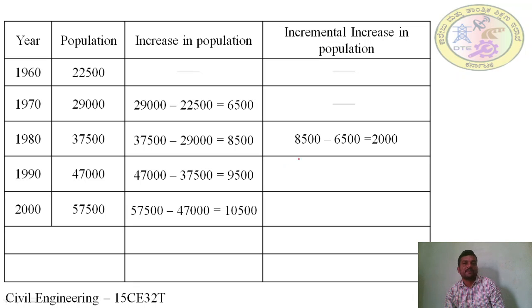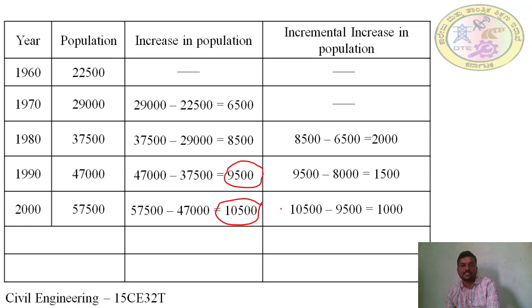In the similar way, the incremental increase in population for 1990 is equal to the increase in population in 1990 minus the increase in 1980, that is 9,500 minus 8,500, which is equal to 1,500. The incremental increase for the year 2000 is the increase in population of 2000 minus the increase in population of 1990, that is equal to 1,000.